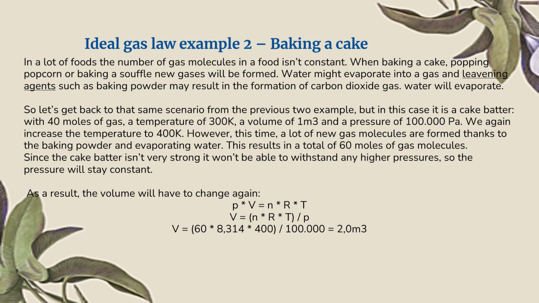But in this case, it's a cake batter with 40 moles of gas, a temperature of 300 Kelvin, a volume of 1 cubic meter, and a pressure of 100 pascals. We again increase the temperature to 400 Kelvin. However, this time a lot of new gas molecules are formed, thanks to the baking powder and evaporating water. This results in a total of 60 moles of gas molecules. Since the cake batter isn't very strong, it won't be able to withstand any higher pressure, so pressure will stay constant. As a result, the volume will have to change again, this time to 2 cubic meters.